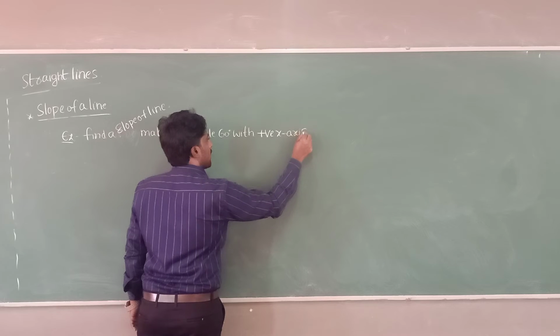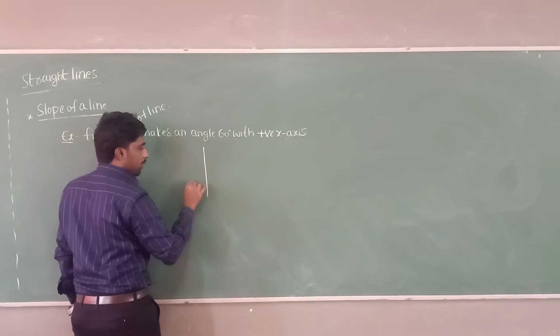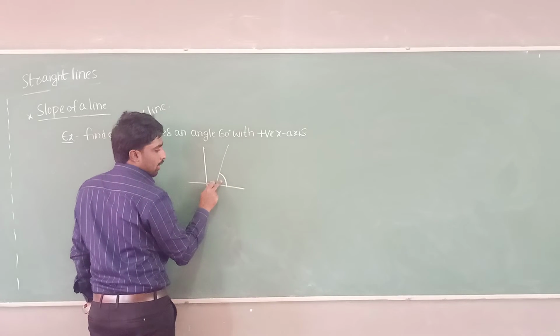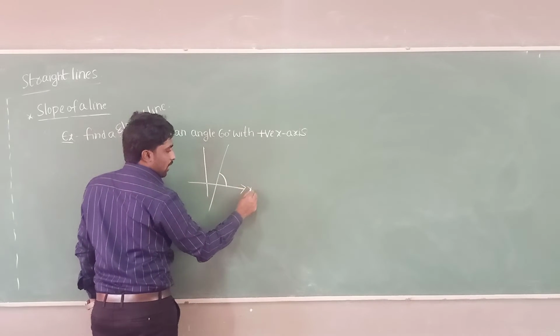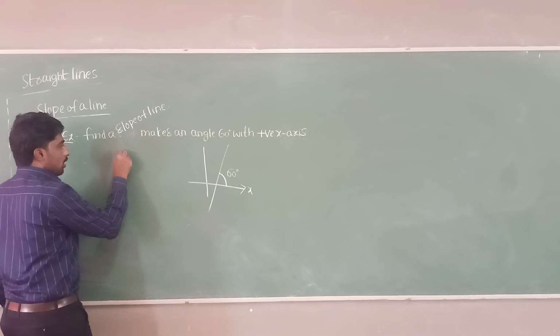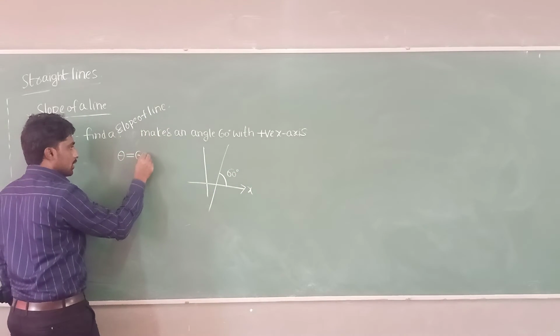Okay. So positive x-axis, which means if we draw the diagram, this is the line. This angle with the positive x-axis, what do they mention? 60 degrees. So here the inclination becomes theta equal to 60 degrees.